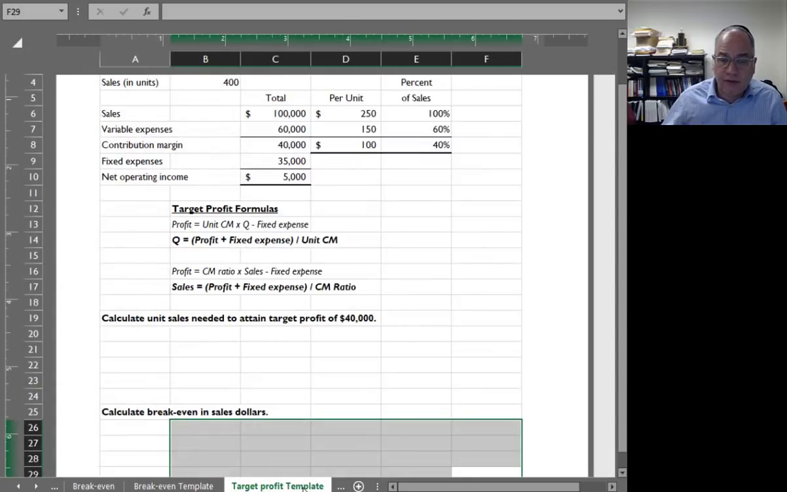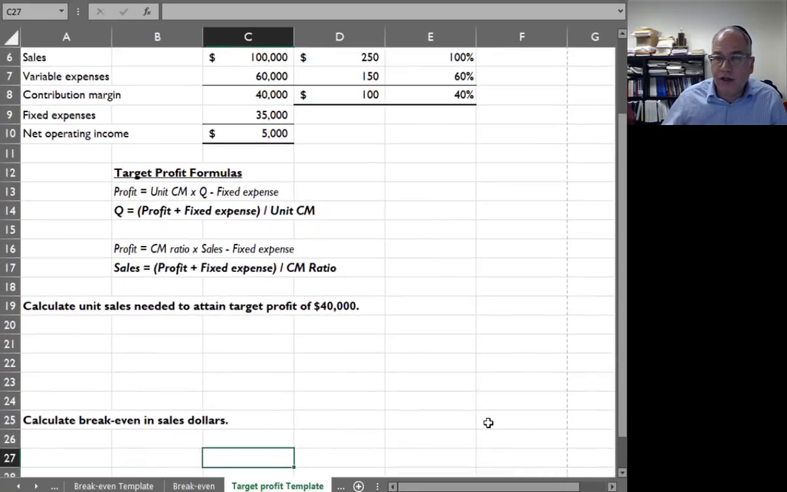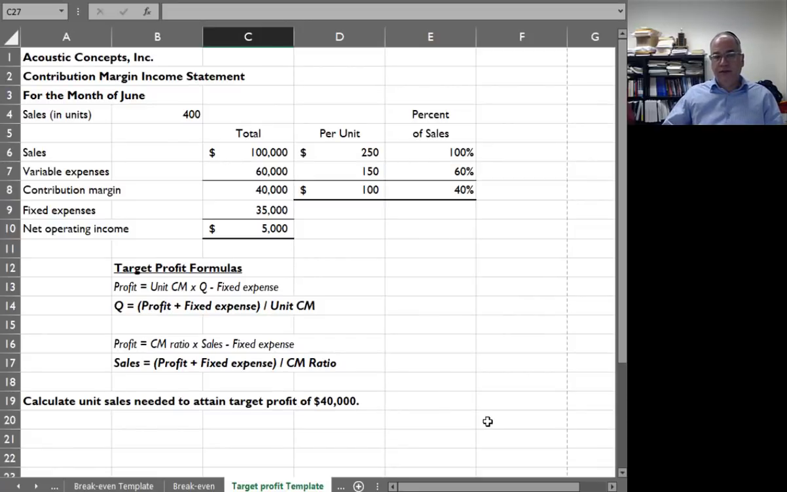Let's look at another scenario for a second at the target profit template. What if you want to earn a certain amount of profit? The formula for this is called a target profit, and this would be, I don't want to break even, I want to make a certain amount of money. So how many units would I need to sell, or how many dollars would I need to sell in order to make this much? And the formula would be that the quantity equals profit plus fixed expense divided by the unit contribution margin.